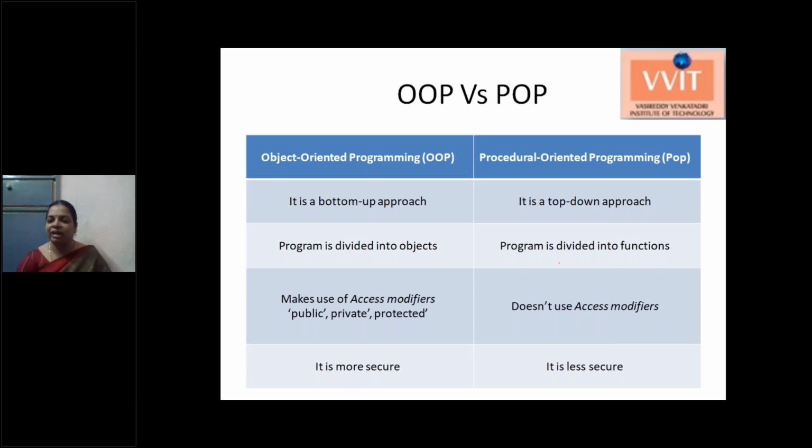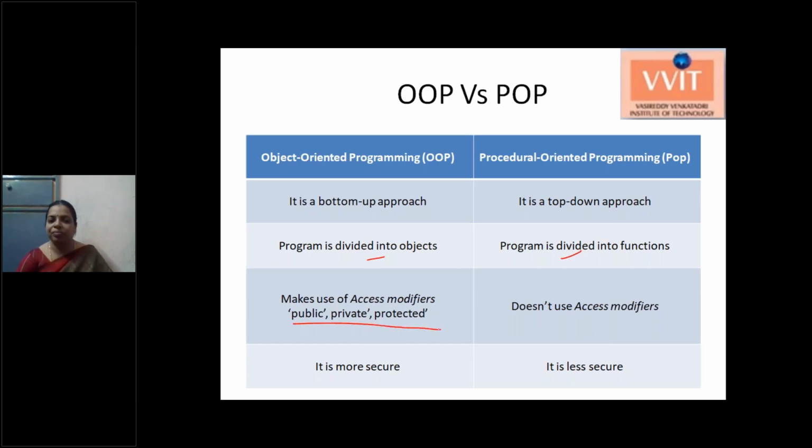Then we will create the data. But in object oriented programming, first we will decide the data, that is, we will decide the object, then data, then functions. So it is more convenient to perform the operations than in procedural oriented programming.